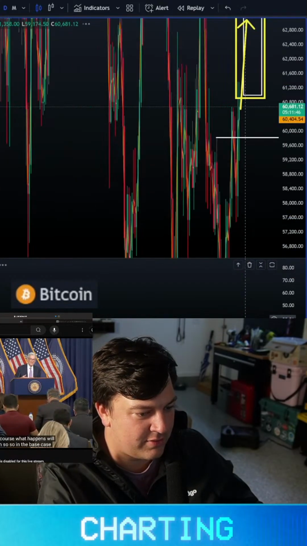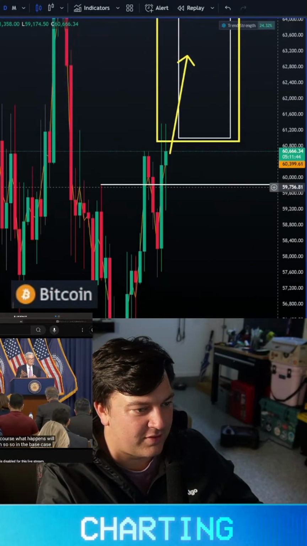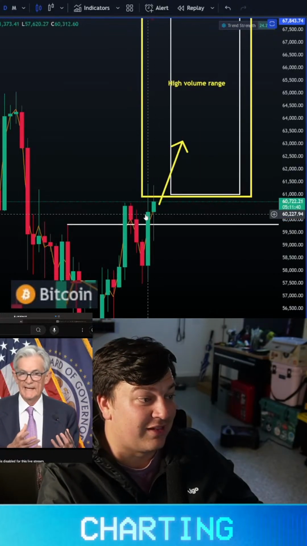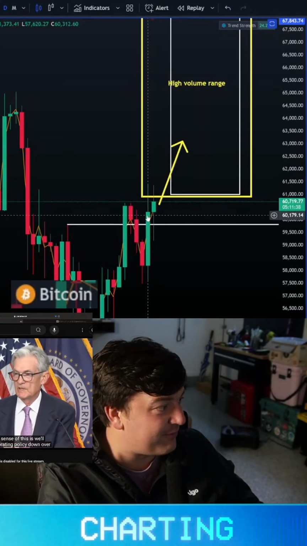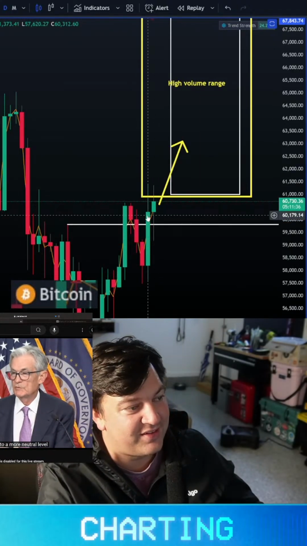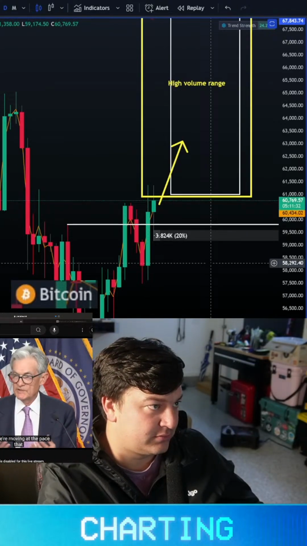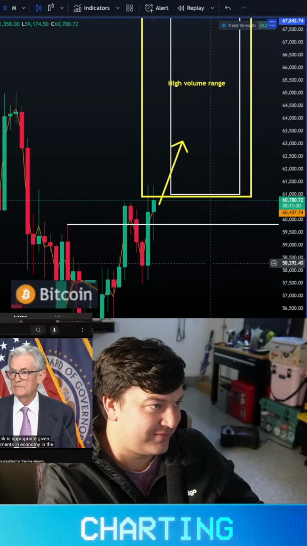So in the base case, what you see is Bitcoin looking good on the daily. Daily on the S&P, you see today just moving along. The sense of this is recalibrating policy over time to a more neutral level, and we're moving at the pace we think is appropriate given developments in the economy and the base case.